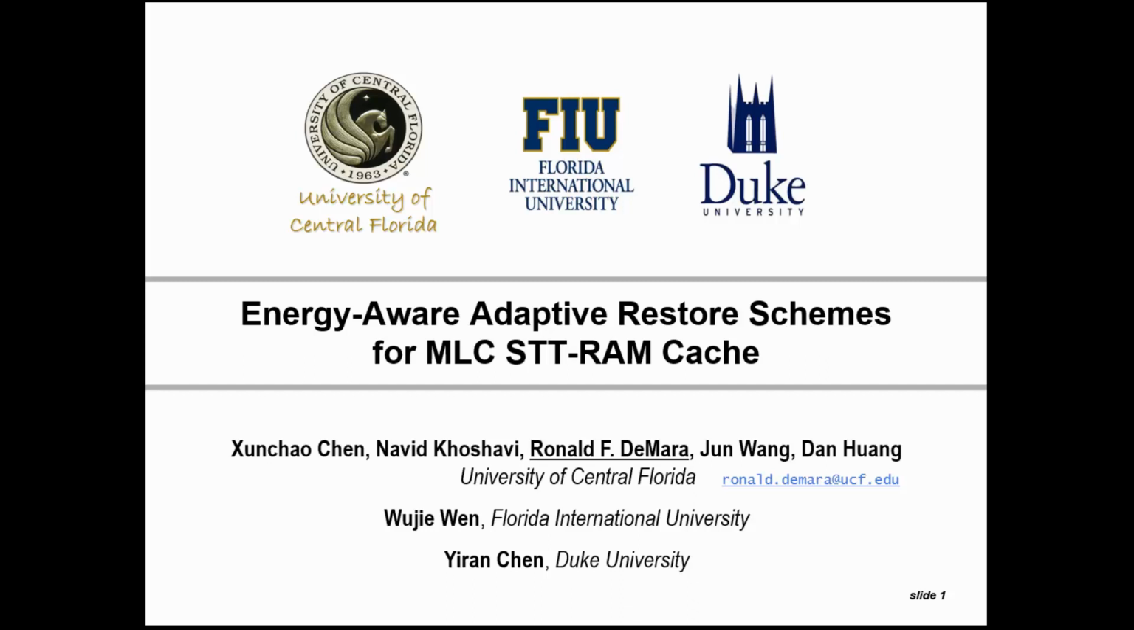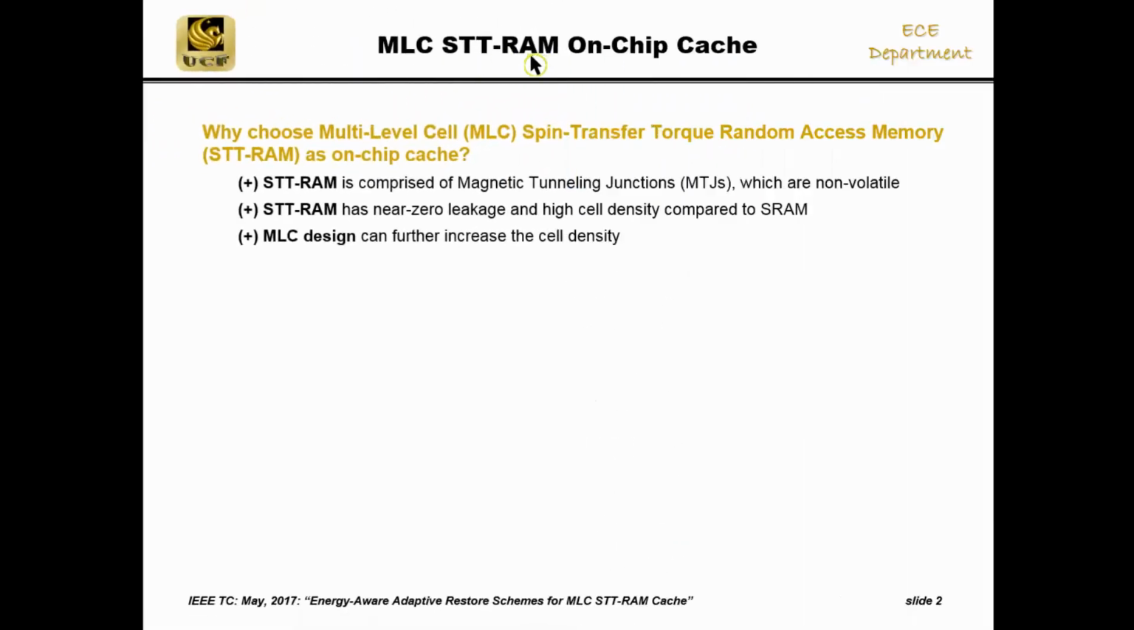I'll review our paper. It's appearing in the May 2017 issue of Transactions on Computers, Energy-Aware Adaptive Restore Schemes for MLC STT-RAM Cache. The paper leverages memory referencing behavior to reduce energy expenditures while also addressing vulnerabilities of read disturbance and write disturbance. So as an overview, why consider multi-level cell (MLC) spin transfer torque on-chip cache?